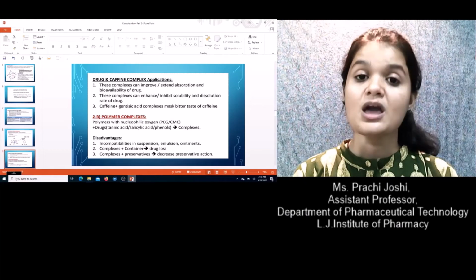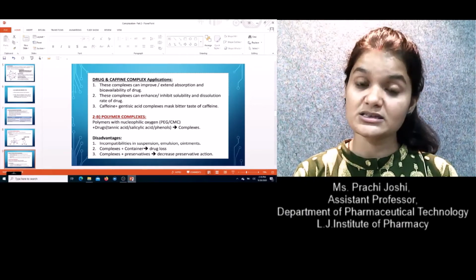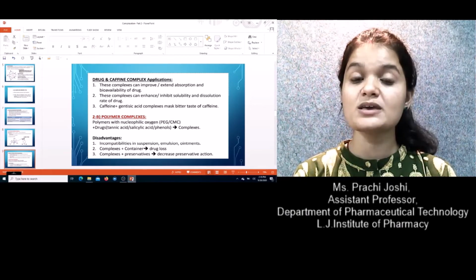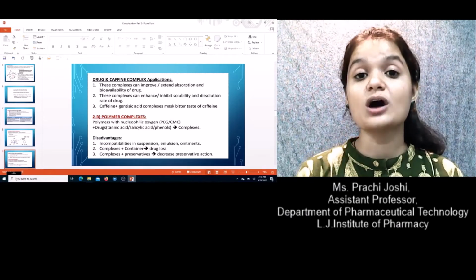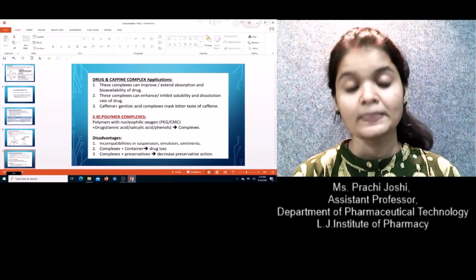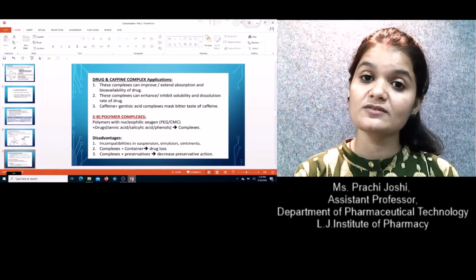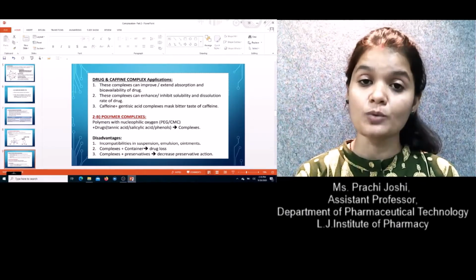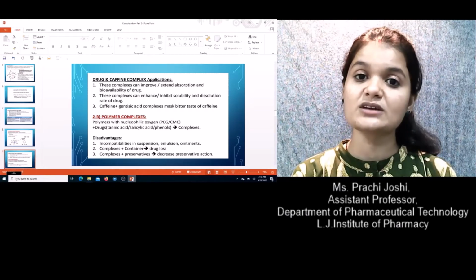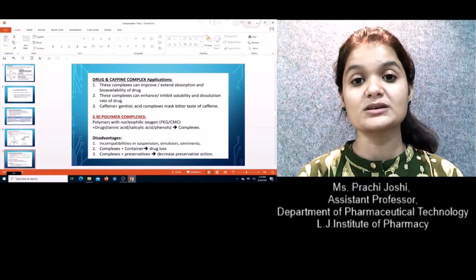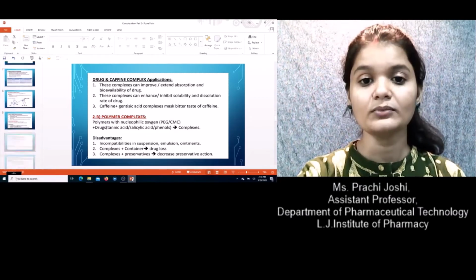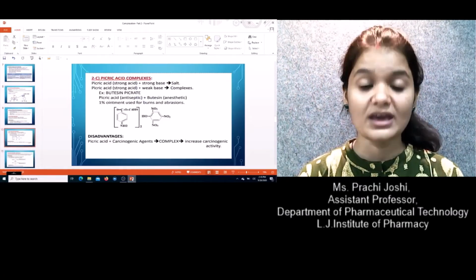For example, when the container and the complexes interact with each other, incompatibility arises and the drug loses its action. Similarly, when preservatives are present, these complexes also interact with the preservatives and may lose or decrease the activity of the preservatives itself. So next one is picric acid complex.